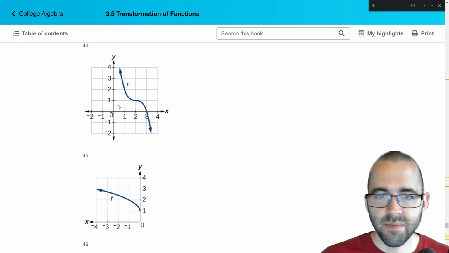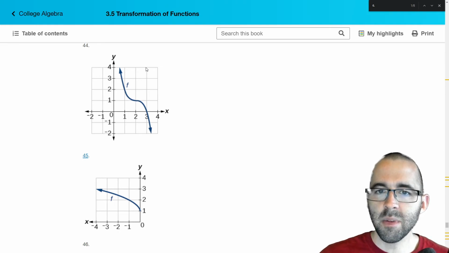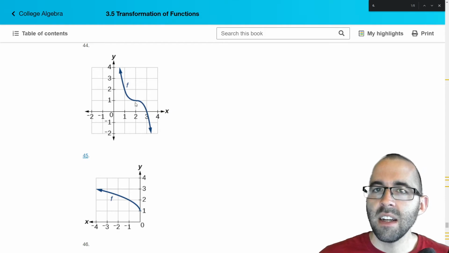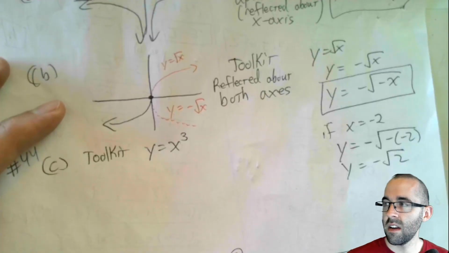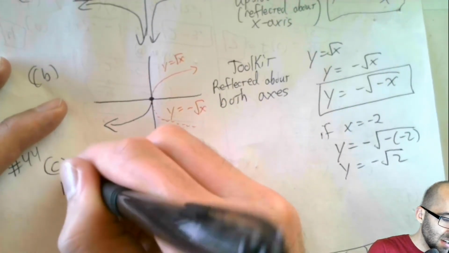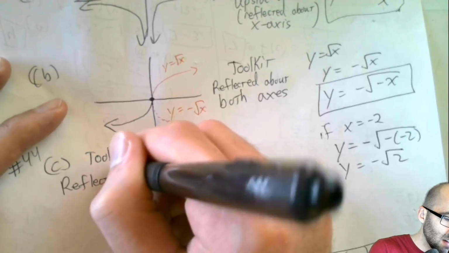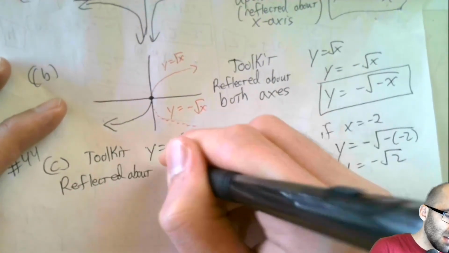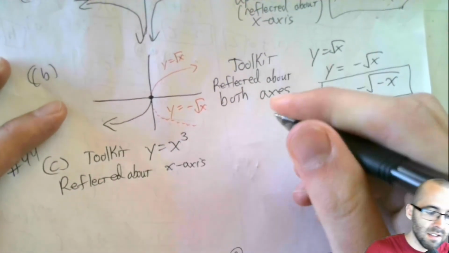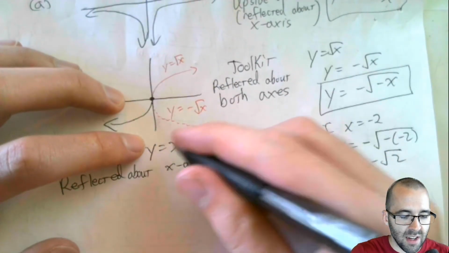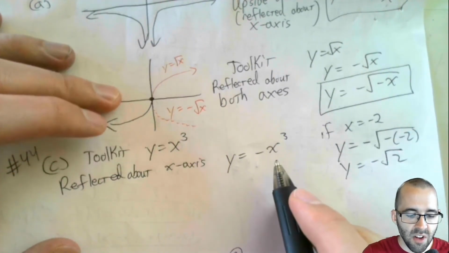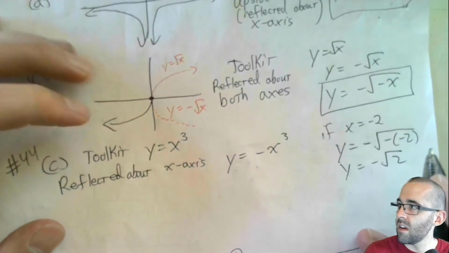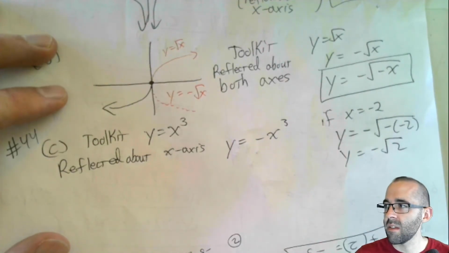Wait a minute. It's going the wrong way. Normally it's supposed to go up on the right. This one's going down on the right. It's upside down. So we say reflected upside down, reflected about the x-axis. Upside down, that's a negative on the outside. But that's not all that's happening. That's just our first step. Let's see what else is happening.